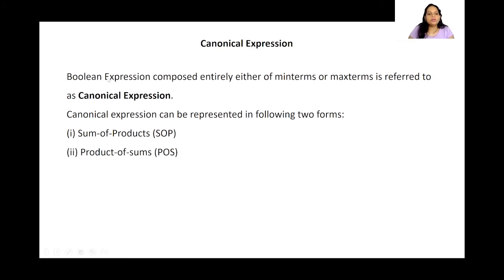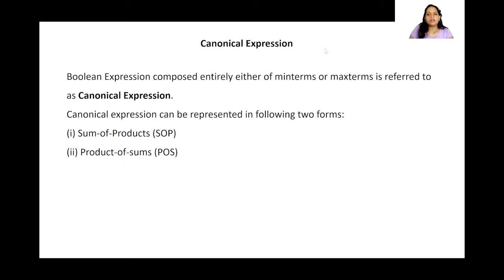A Boolean expression composed entirely of min terms or max terms is called a canonical expression. A canonical expression can be represented in two forms, that is sum of products and product of sums. This we had come across briefly in max term and min term, isn't it? Today we are going to learn what is sum of products, and in the next session we are going to learn about product of sums.